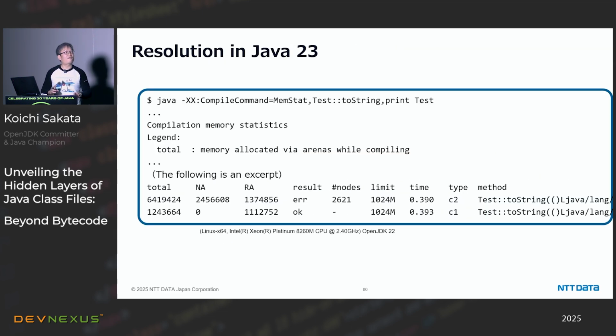After JDK 23, C2 compilation switches to C1 compilation when errors occur. I'm not a compiler engineer, so I don't know the specifics of why the errors occur. The compile time is reduced to around 0.3 seconds, and the memory consumption is 6 megabytes. This resolves the issue.